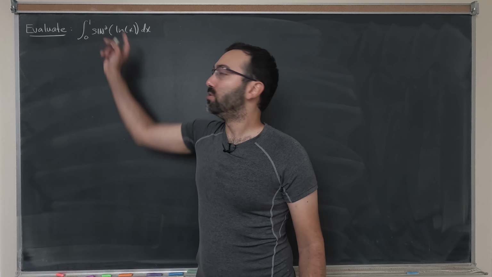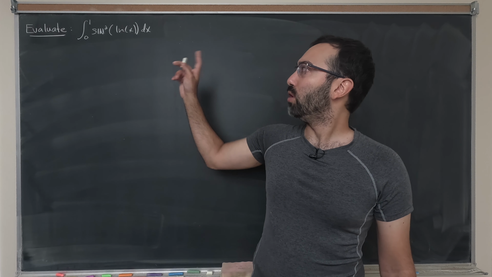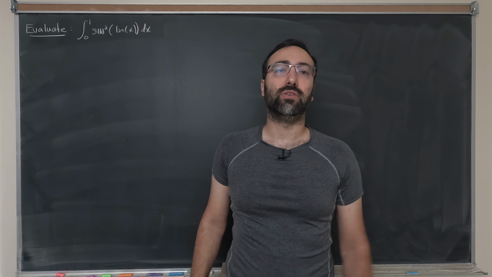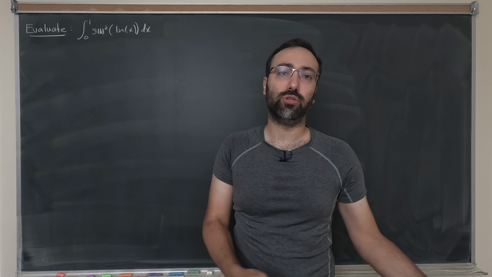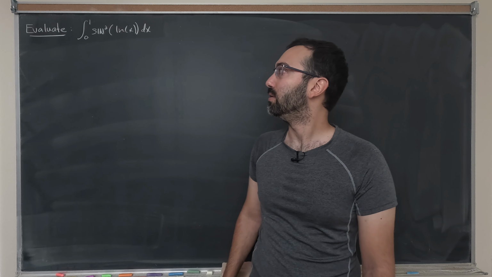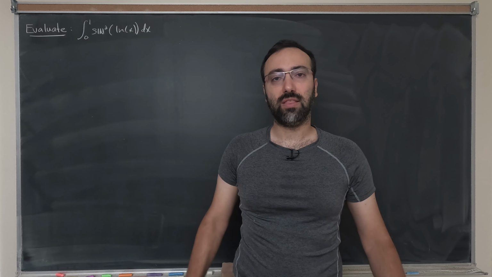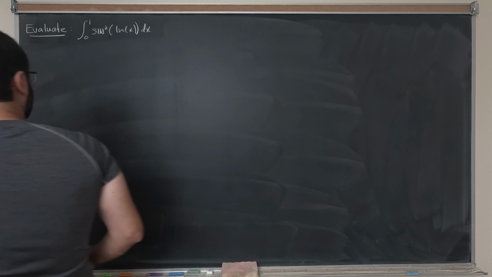Now, there's an issue right off the bat. On this integral from 0 to 1, ln of x is not defined at 0. Ln of 0 approaches negative infinity, so it's undefined. So we'll have to find a way to evade that. So first, let's take note of that.